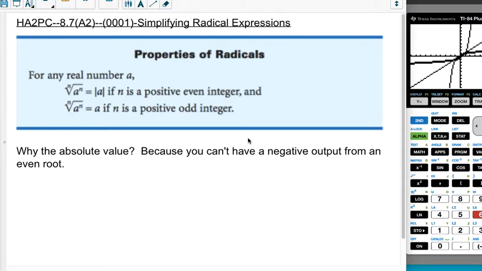All right, this is Honors Algebra 2 Pre-Calculus. We're doing 8.7 in Algebra 2. This is the first video in this section, and we are simplifying radical expressions.